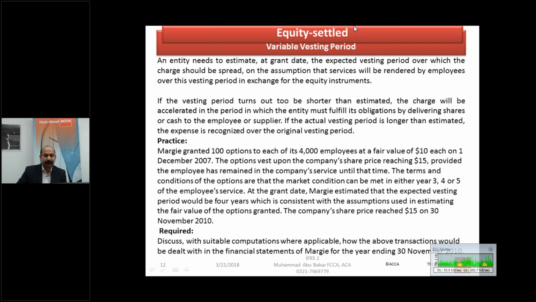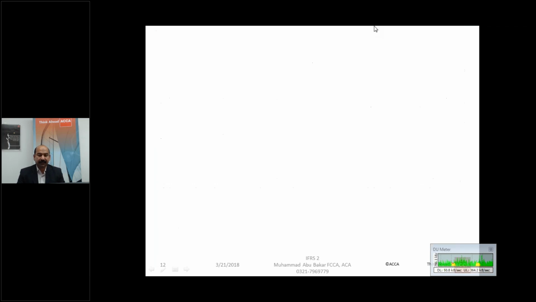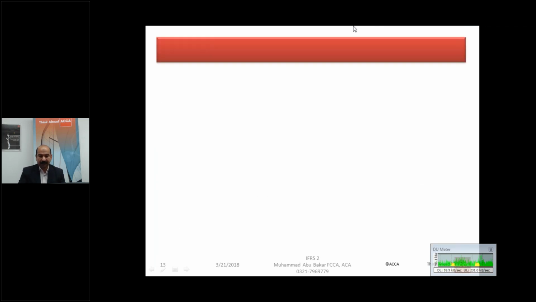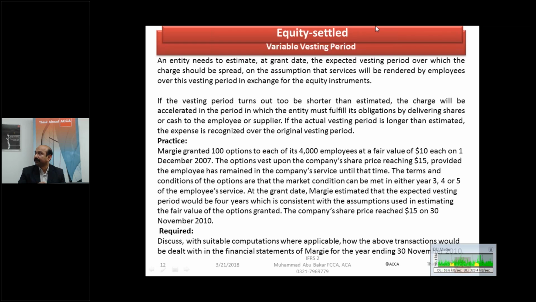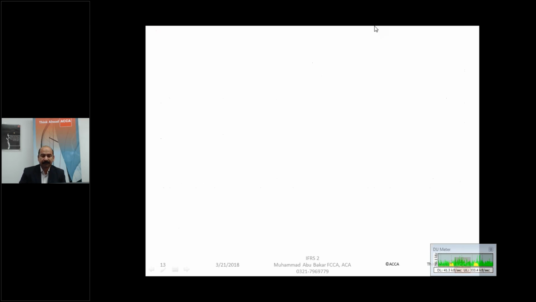An entity needs to estimate at grant date the expected vesting period over which the charge should be spread on the assumptions that the services will be rendered.